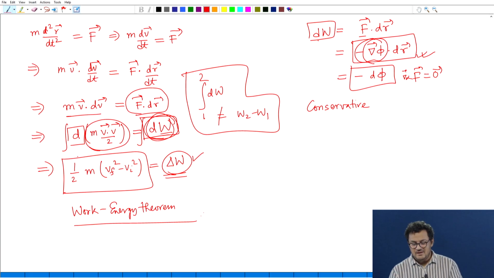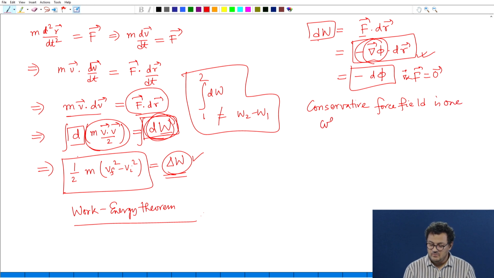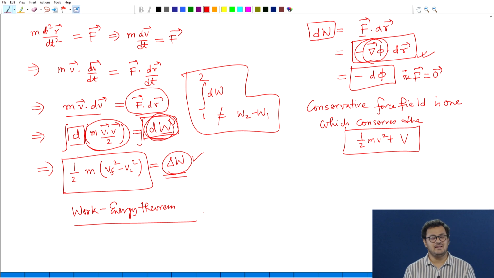So, the incremental work done is an exact differential. All these things we can do, but the fundamental thing is that a conservative force field is one which conserves the half mv square plus V, the total mechanical energy, kinetic plus potential.